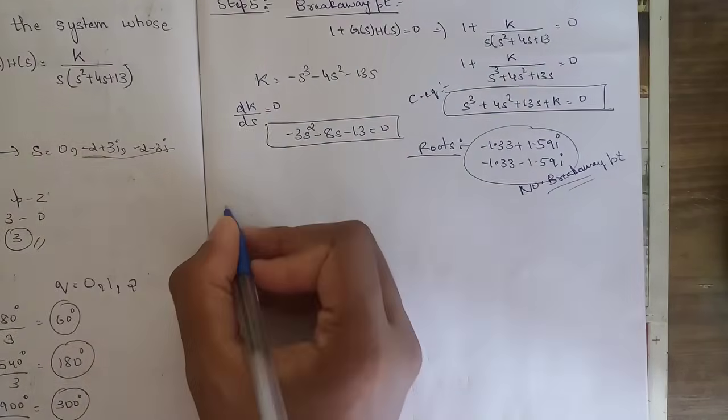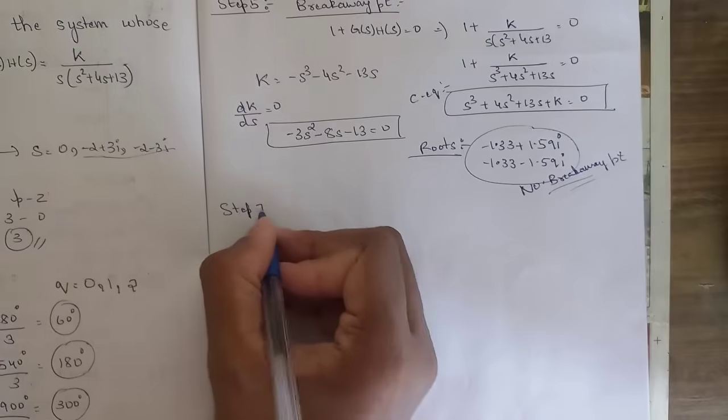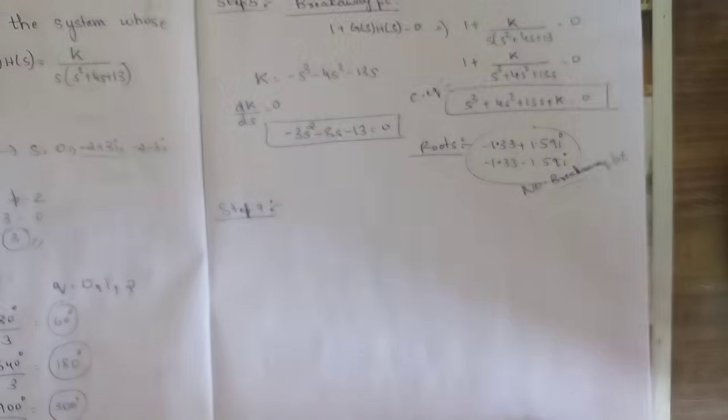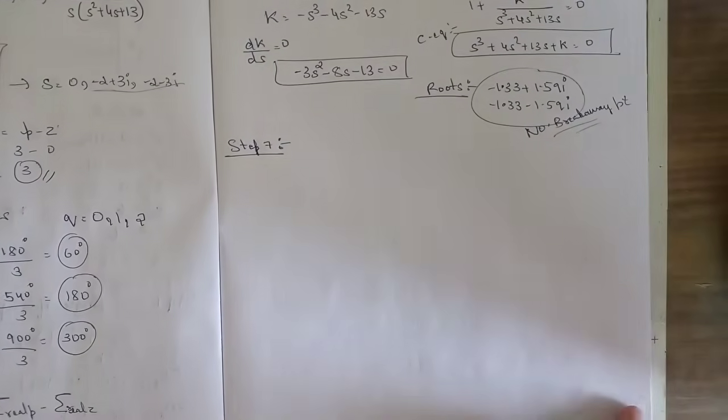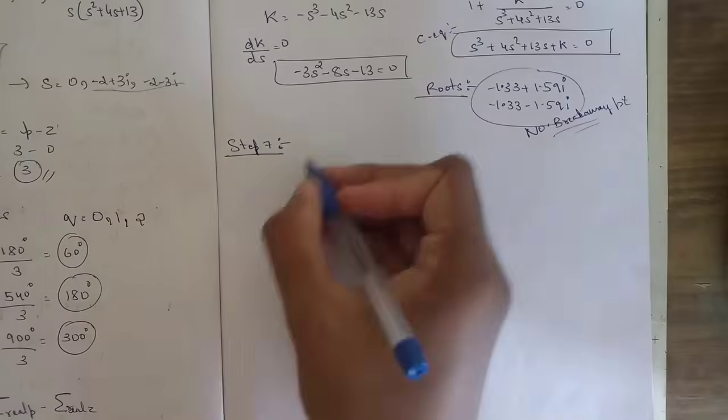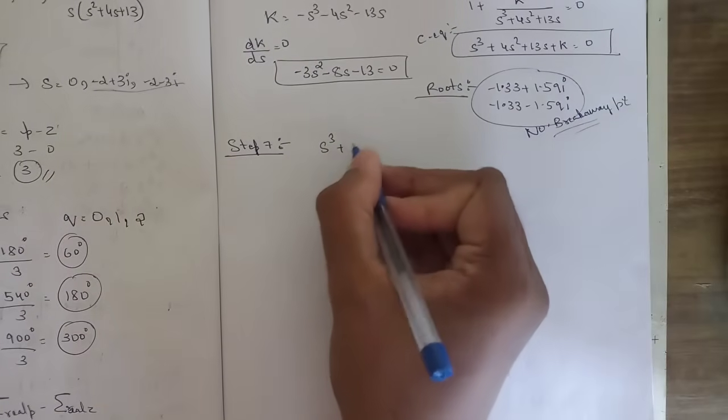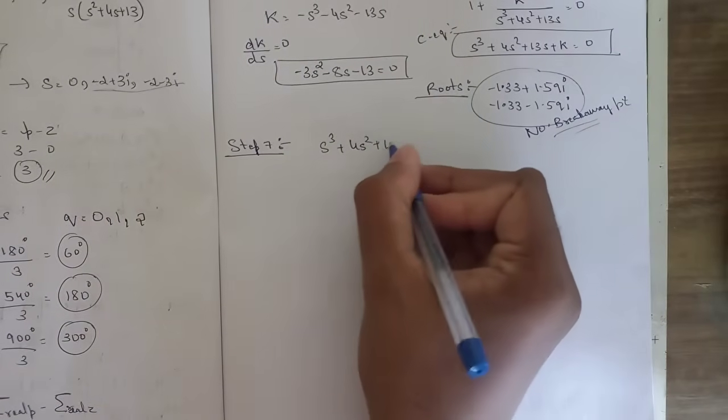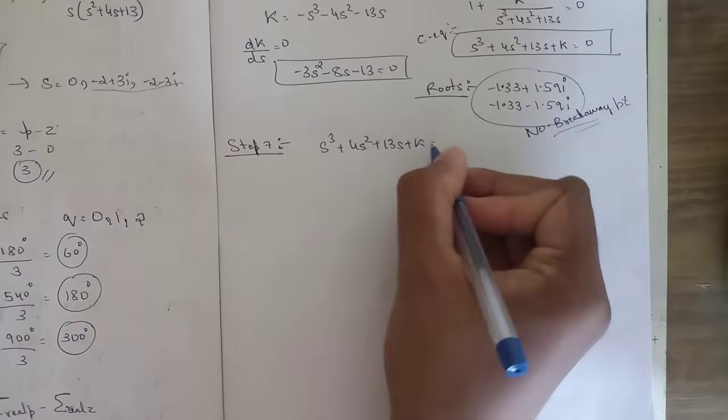So now the next step, let's first calculate step number 7, that is the point of intersection. After that let's calculate the angle of departure. So this is step number 7. The characteristic equation is s cube plus 4s square plus 13s plus k equal to 0, right?